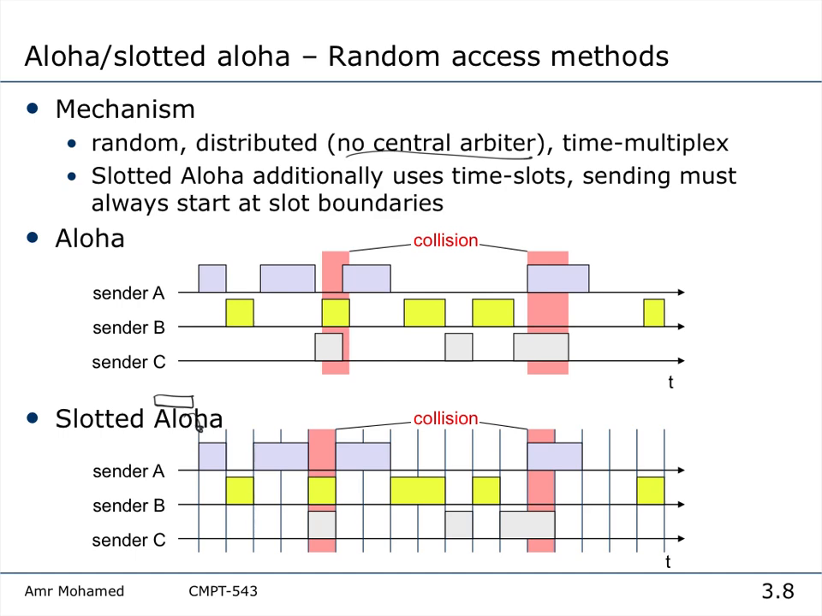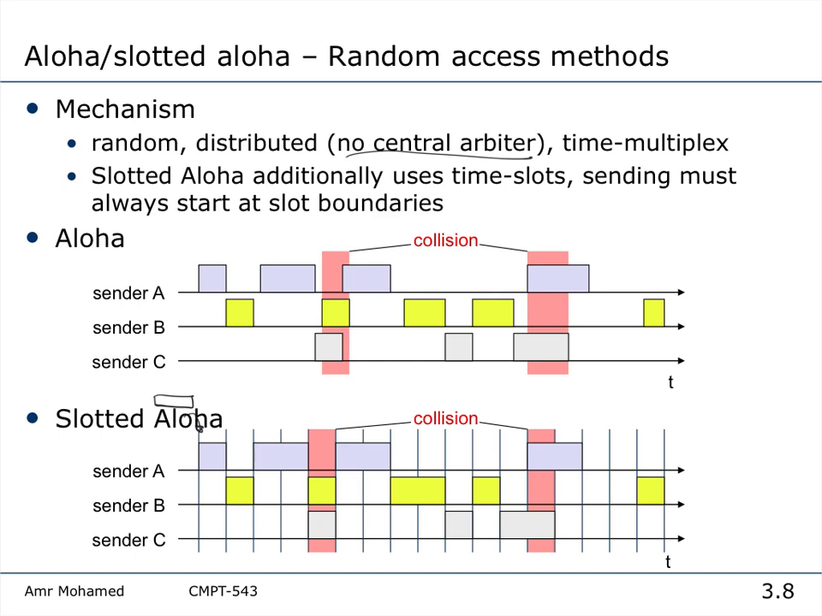Why do we have slotted ALOHA? Because it turns out that by having these slots, you can actually reduce the probability of collision. You can reduce the probability of collision, and we'll analyze it mathematically and see why this is happening. Like in my mind, I think it increases the opportunity of collision. Let's see, let's analyze it mathematically and see.